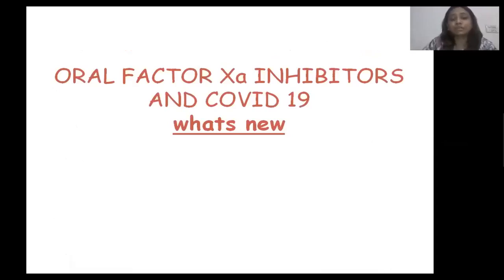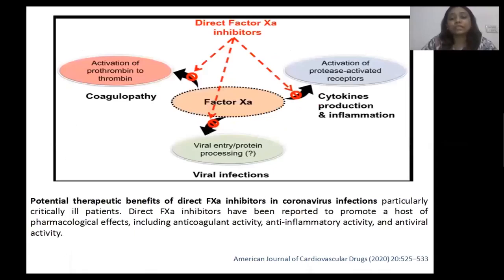Then a few words about the role of oral factor Xa inhibitors in COVID-19 infection. Direct factor Xa inhibitors have been reported to promote potential therapeutic benefits in coronavirus infection. Apart from their anticoagulant activity, they are reported to have an antiviral activity by inhibiting viral protein processing, and an anti-inflammatory activity by reducing cytokine production and inflammation.